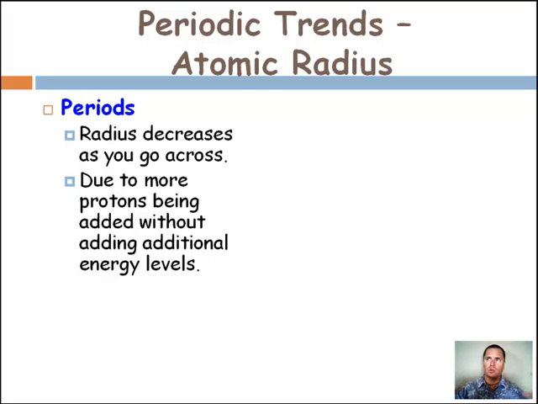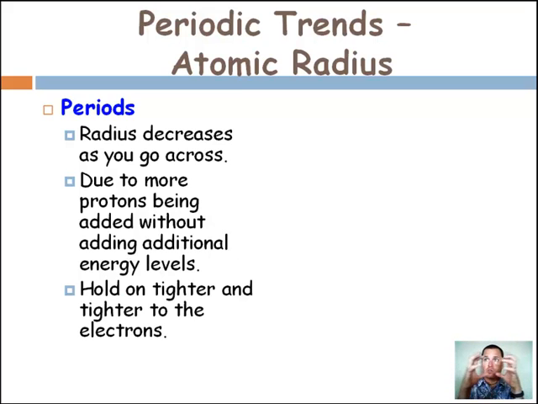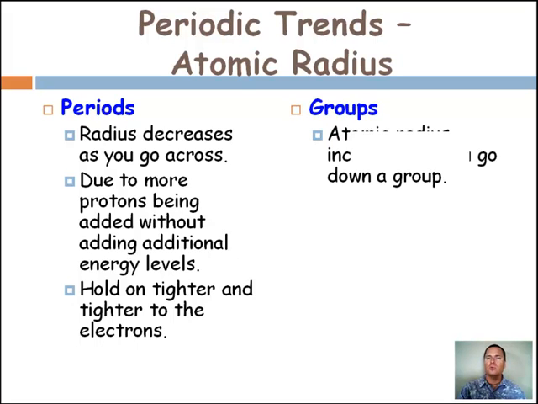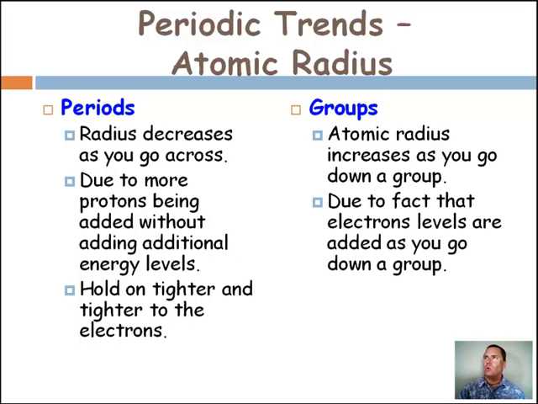The reason is as you go across a period, you're not adding any more orbital shells. You're not getting any wider, but what you are adding is protons. And protons are positive. They're attracted to negative electrons, and so they tend to hold the electrons tighter and scrunch them in. Now, as we go down a group, it's going to increase. The reason is each time we go down a group, we're adding a new orbital. Okay, so it gets bigger and bigger and bigger.